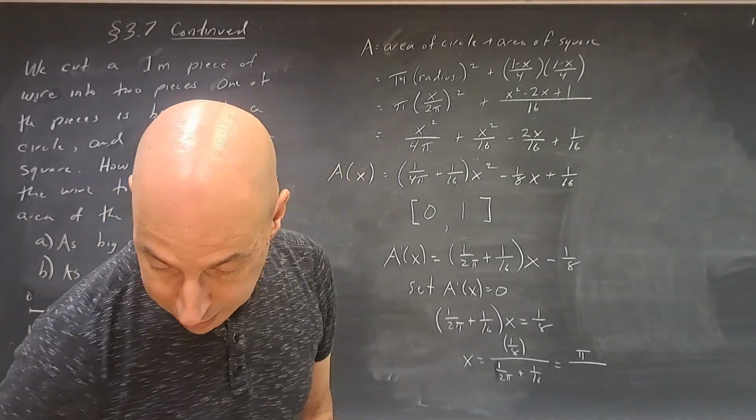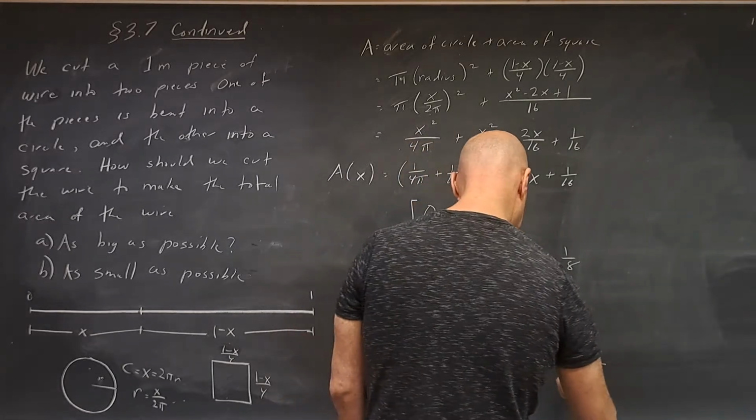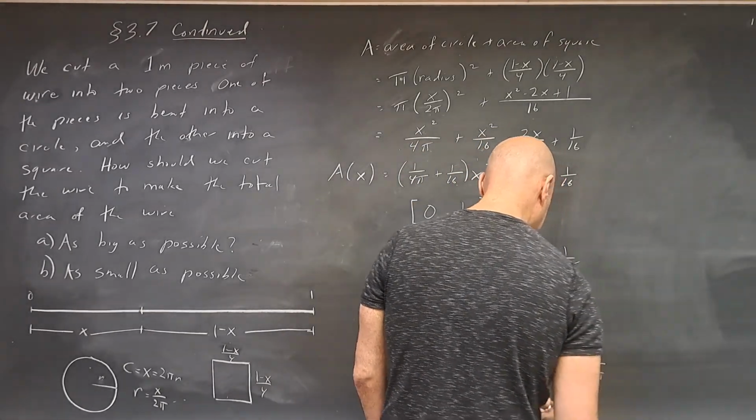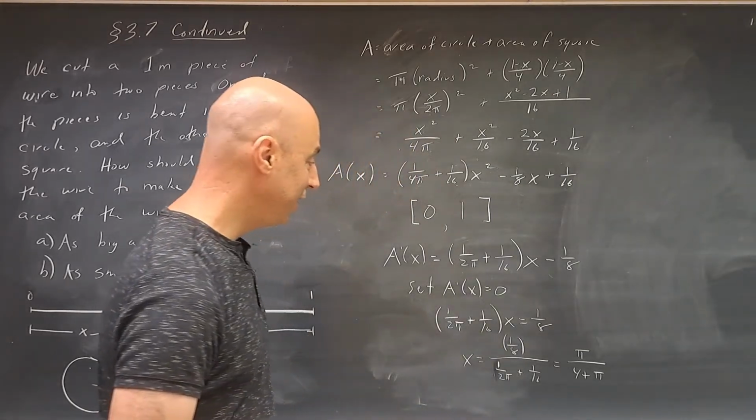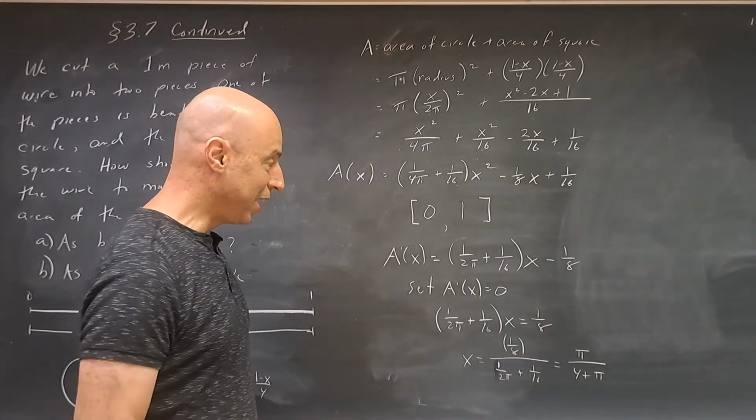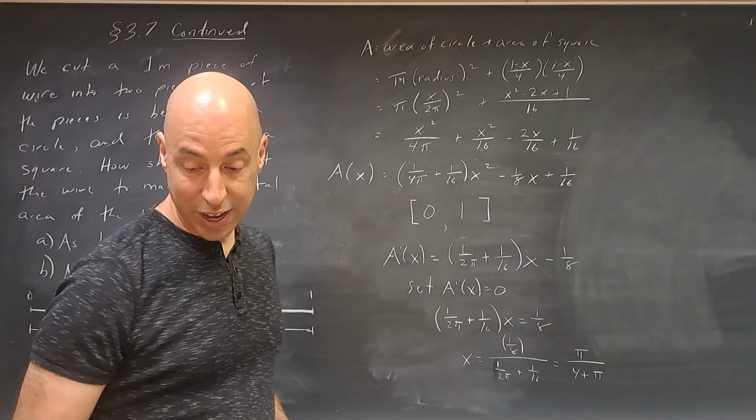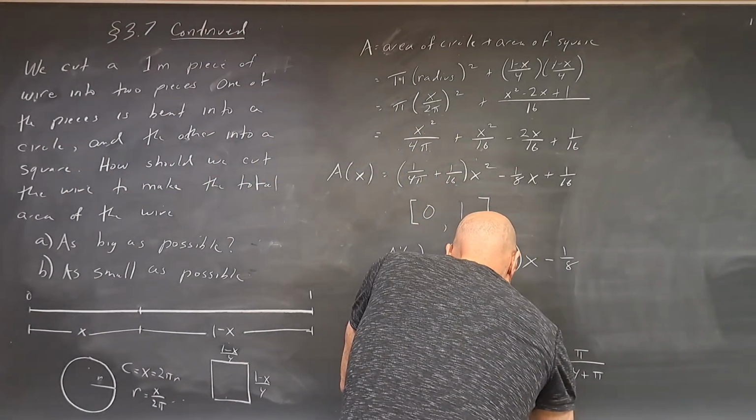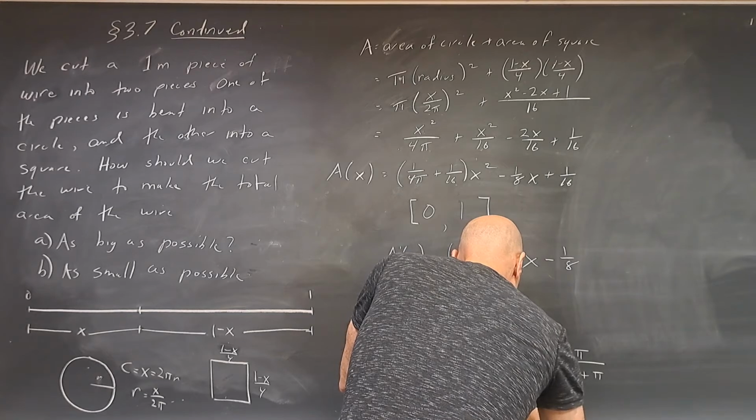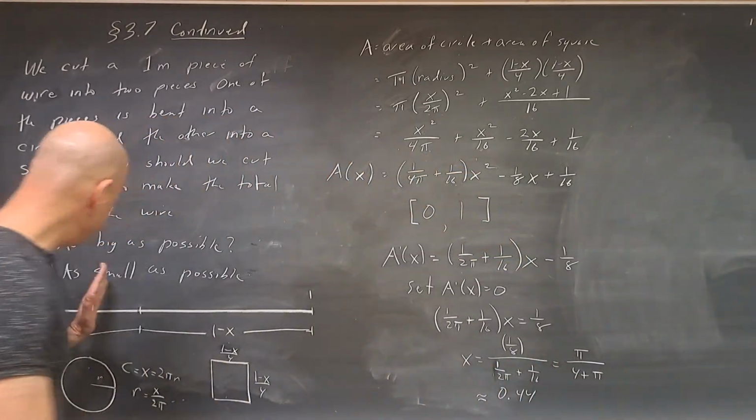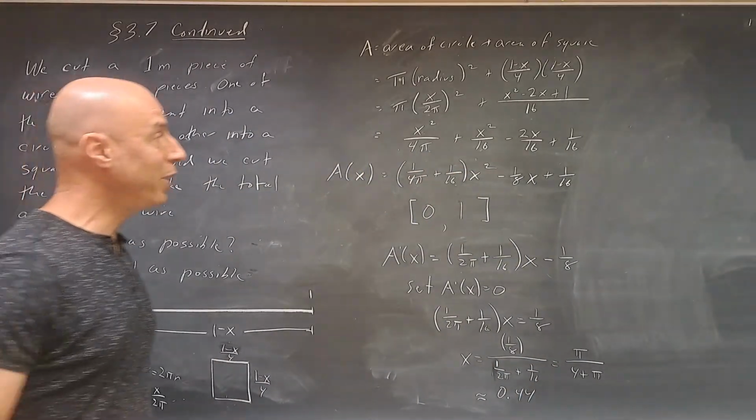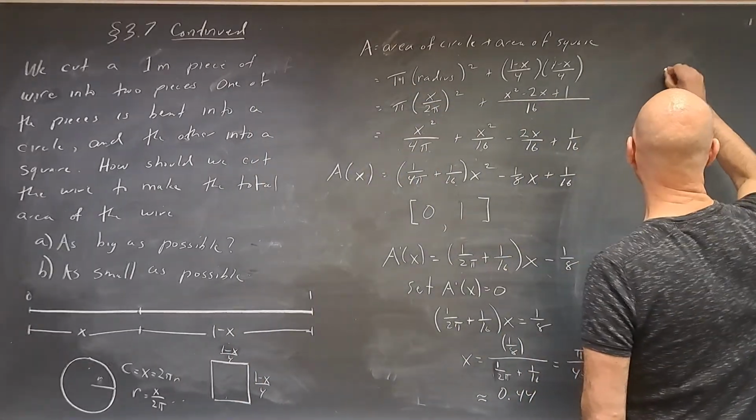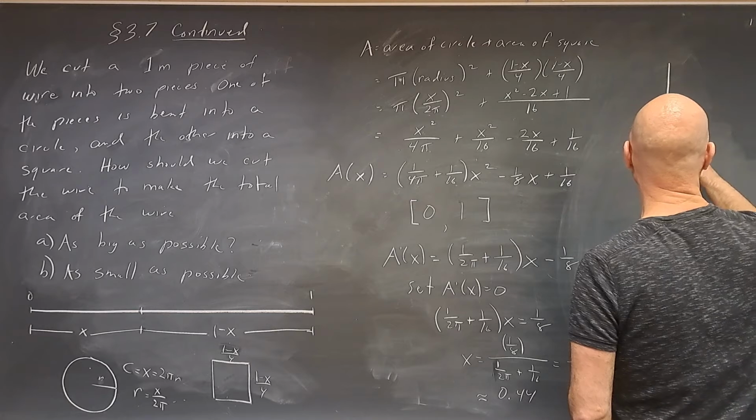4 plus pi. Oh yeah, 4 plus pi. And that's about as simple as we can make it without a calculator. But there's no reason to do that. You can just go ahead and use a calculator. Anyway, that number is approximately 0.44. So this approximately equals 0.44. So 44 centimeters in to make a cut. So let's go ahead and test both our endpoints, the 0 and the 1, and that 0.44.